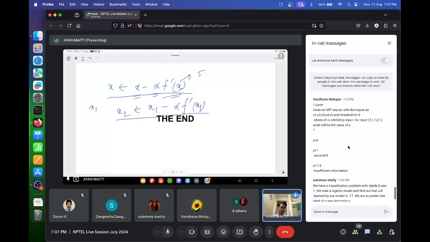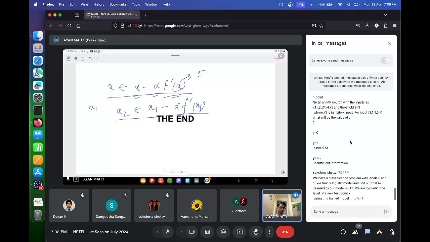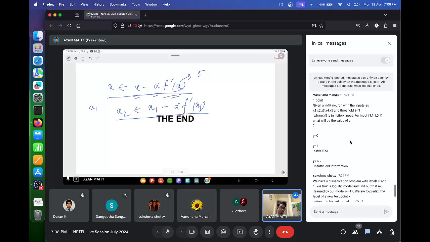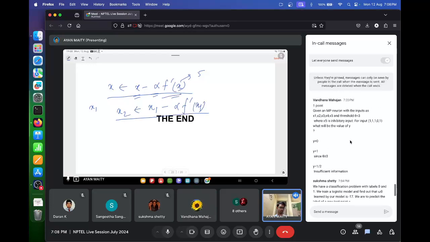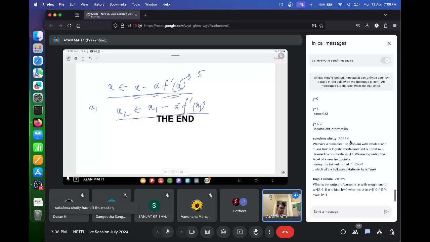I'm not completely sure why this should be y equals 0. I mean, this inhibitory input does something, I don't know. The inhibitory input means it becomes -1, is it? I'm not sure. Yeah, in other questions it was 0. I'm also not sure. So you can post in the discussion forum. Okay, thank you.